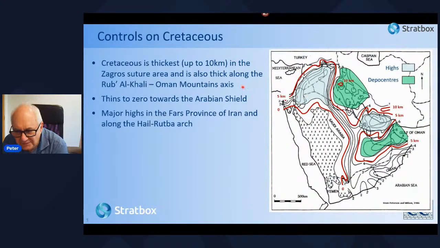If we look at the overall controls on Cretaceous deposition, this is an overall isopach of the Cretaceous, and the thickest Cretaceous is along the Zagros suture, up to 10 kilometers thick locally, and also along the Rub al Khali Oman mountain axis, and it thins to zero by onlap against the Arabian Shield. And there are also major depositional highs controlled by underlying basement structure in the Fars province of Iran and along the Hail Rutba arch in northern Iraq.